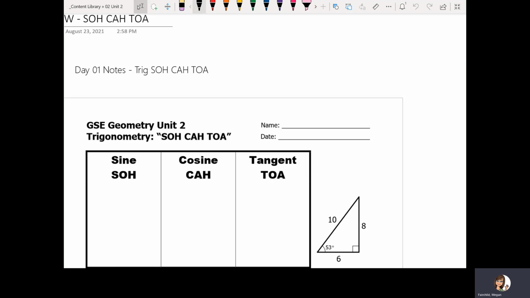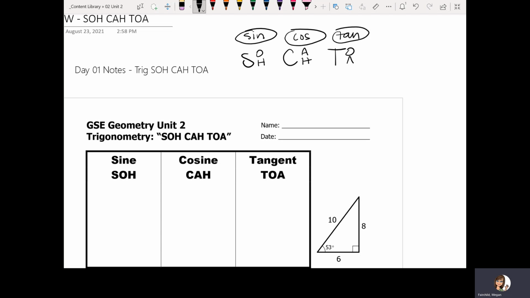Y'all know those buttons on your calculator? You ever seen them that say sine, cosine, and tan? And you're always like, what are those buttons? Are we ever going to use these buttons? They've been on there forever. That's what we're going to use today. So this is sine, which is the so part of SohCahToa. Cosine is the ka, and tangent is the toa.